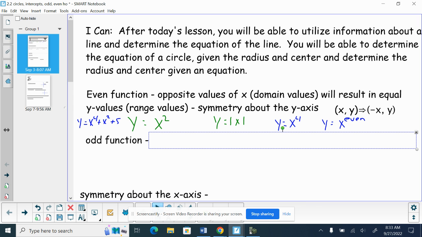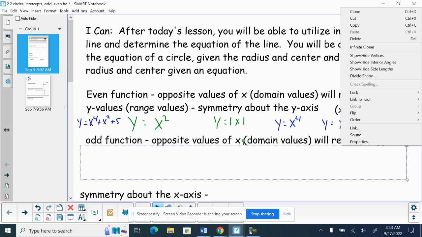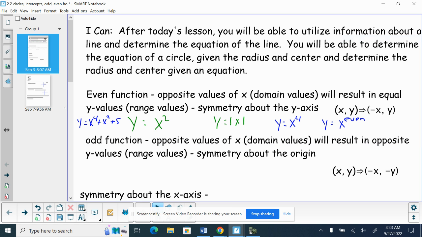We have an odd function. Opposite values from the domain will result in opposite values from the range. Opposite values from the domain will result in opposite values for the range. Or opposite x values will result in opposite y values. With this, we have symmetry about the origin.